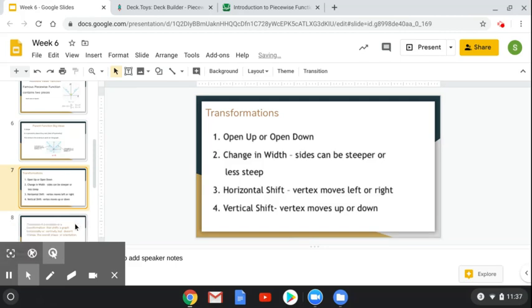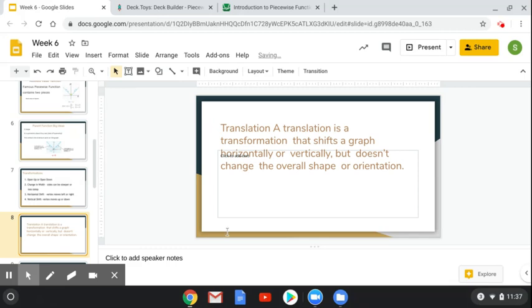So the first transformation that you'll look at is the translation. And remember, translation is a slide. So that shifts the function either horizontally or vertically, but it does not change the overall orientation or the shape of the function. So remember, orientation would be the direction that it's opening up or opening down. And then the next thing that you would look at is actually changing the overall orientation, and then how wide or how steep that function is.